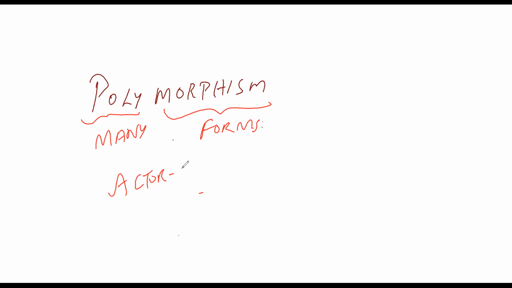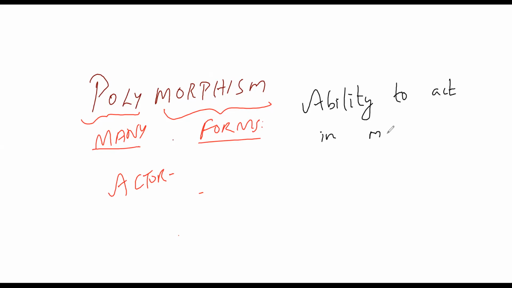For example, Bhumi, let us take your example. With me, you will be saying sir, correct? But with your father and brother, it is a different relationship. That is polymorphism actually. Which means the ability to act in many forms. You can think about actors for this. This is called polymorphism. Please write down this.